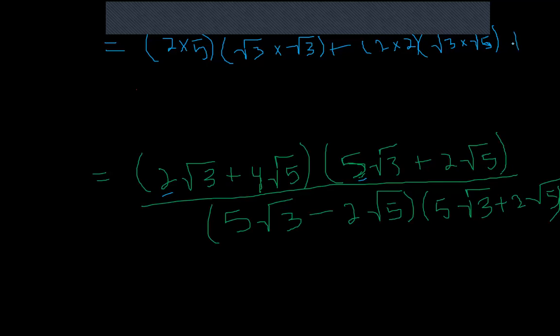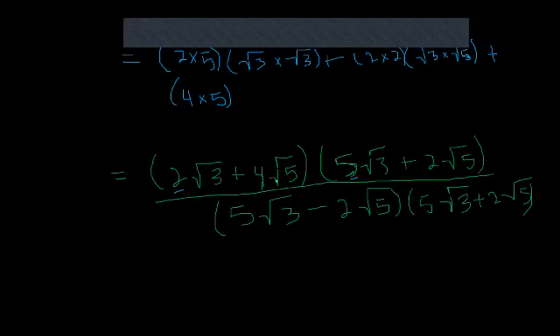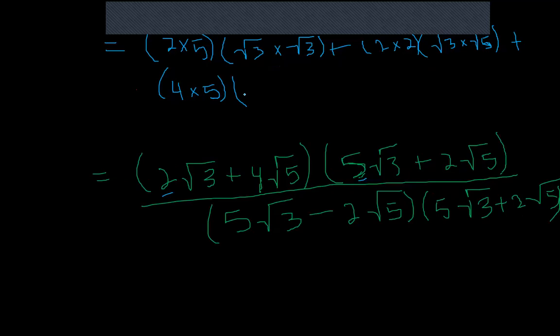Just erasing that line to continue the numerator, right? So next, it's 4 root 5 by 5 root 3. So that's 4 by 5, just like we're multiplying, like usual. And then the surds would multiply: root 5 times root 3. Last set of terms, 4 root 5 times 2 root 5, that would give me 4 times 2 and root 5 times root 5.